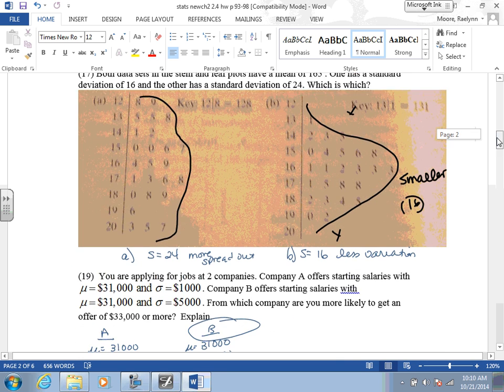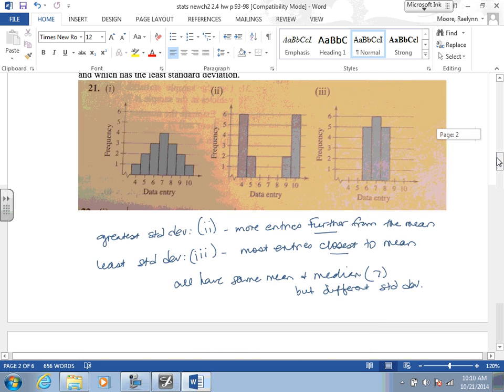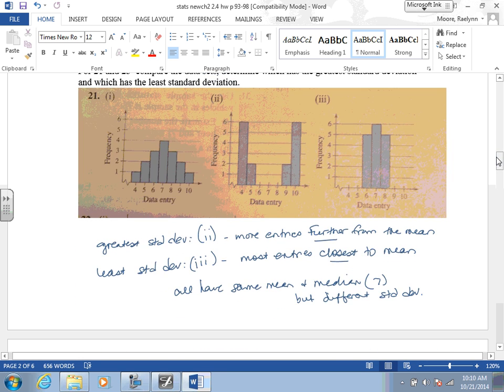I'm going to skip 19 and then come back to it, just because we're on the mode of which one looks better. Again, by eyeballing your data sets, which one is the closest together, the least variable? 3. So that has to be the smallest standard deviation. Which data set is the most spread apart? 2. That one has the greatest standard deviation.